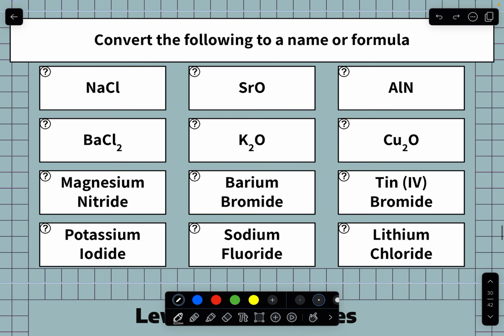All right, so let's do some practice with this. So these ones we're going to convert from the name or, this is mixed. We're either doing a name or formula for all of these below. Okay, so remember formula, that's when we have the letters like NaCl. The name is when we actually have the name of the elements written out.